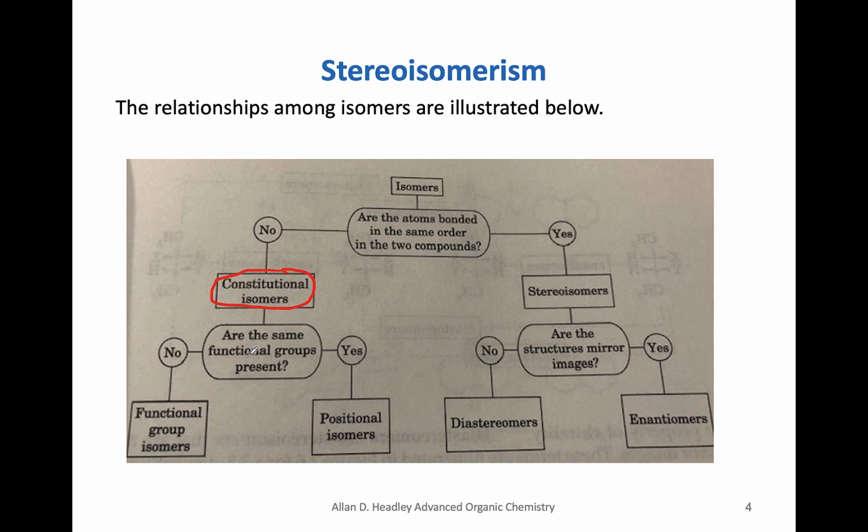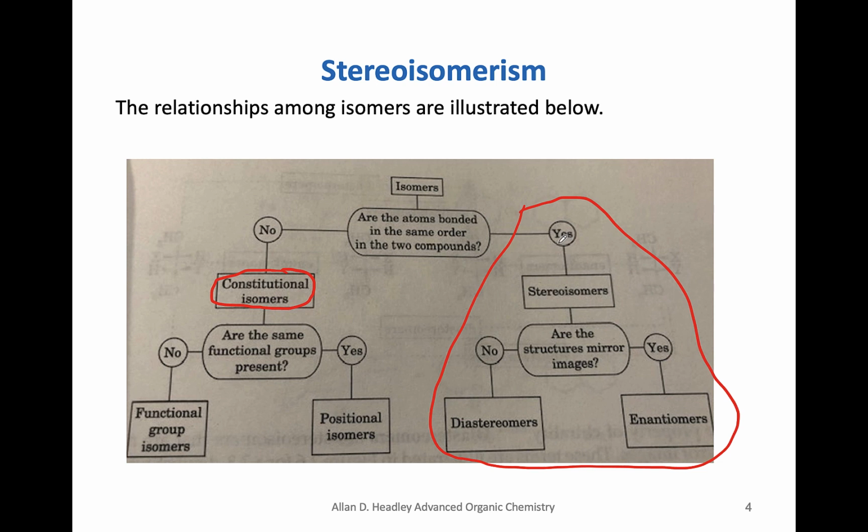If we ask, are these functional, are they the same functional groups on the two molecules? If no, they are functional isomers, and if yes, they are positional isomers, where the functional groups are positioned differently in the molecule. I have an example on the next slide.